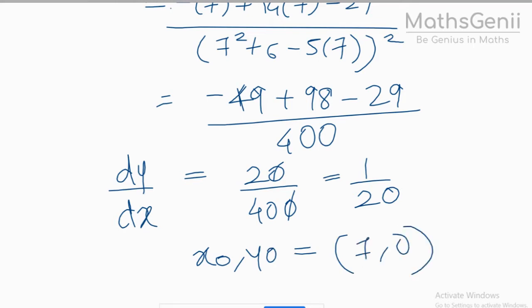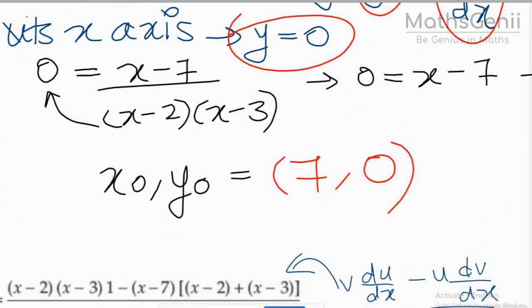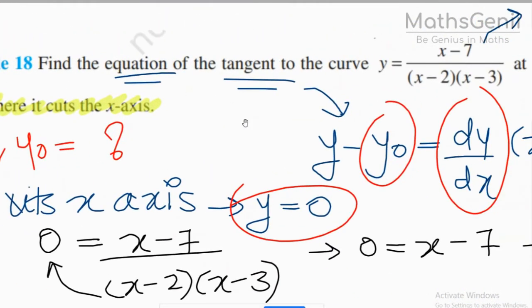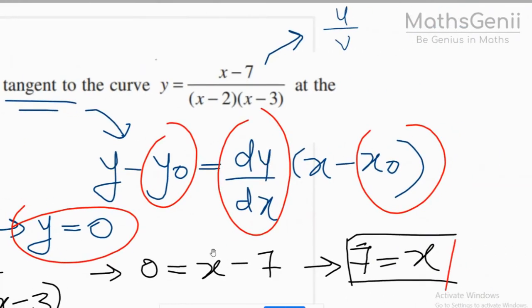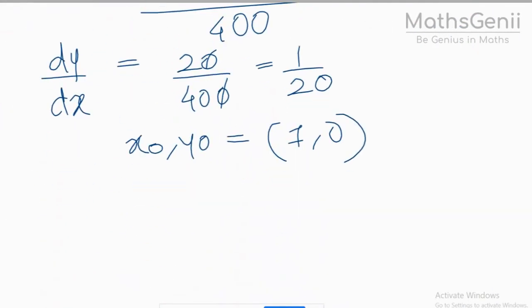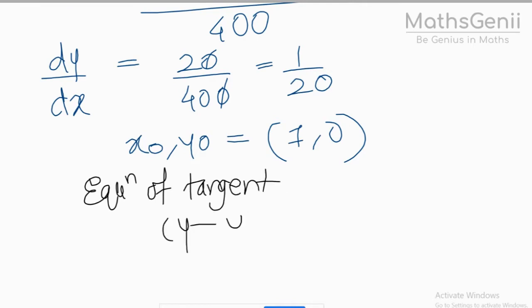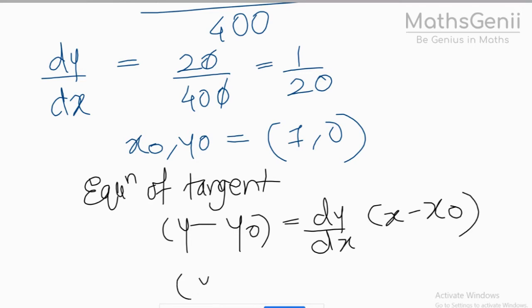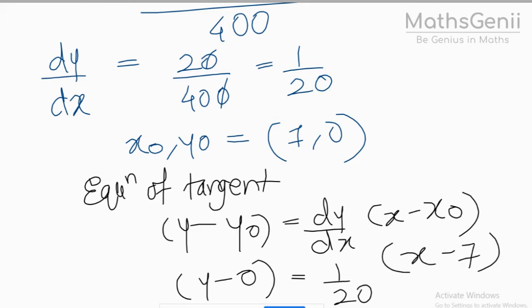Okay. Now what is the final conclusion? Why did we do all this? Because we wanted to find the equation of tangent. Let's just rewrite the formula. Equation of tangent is given by the formula y minus y naught is equal to dy by dx times x minus x naught. So y minus 0 equals 1 upon 20 times x minus 7. Correct?